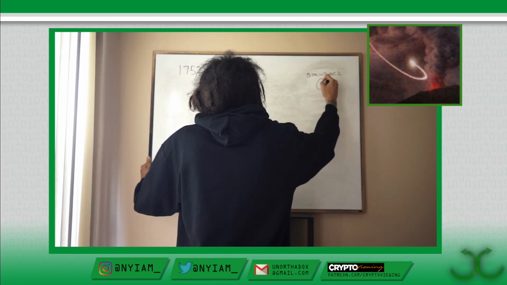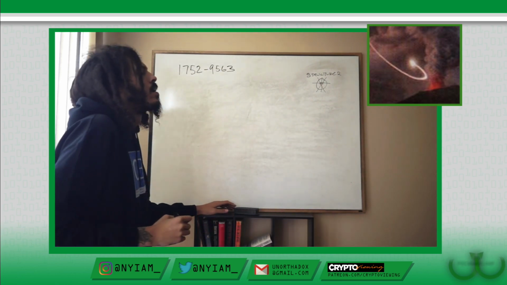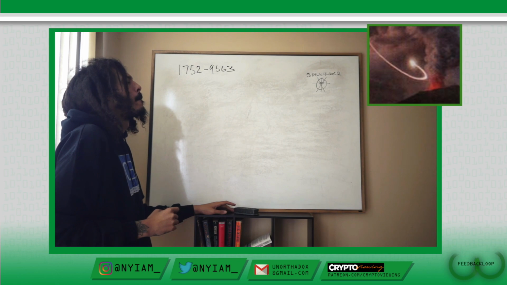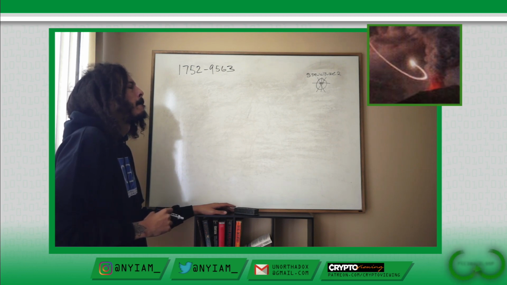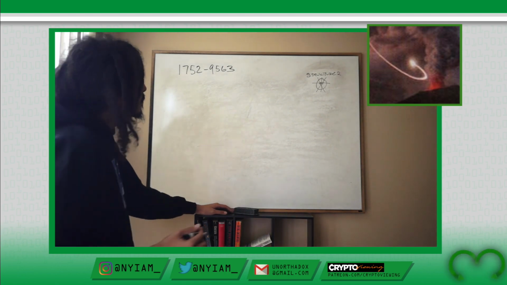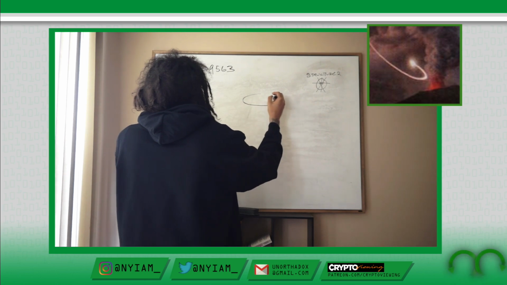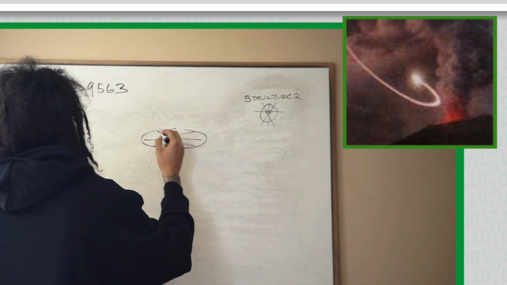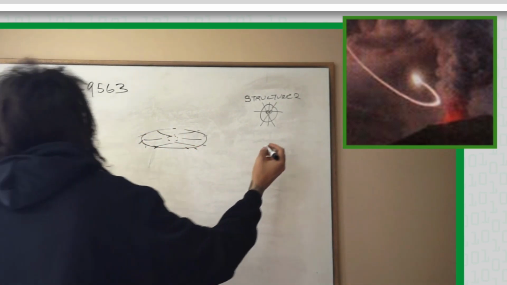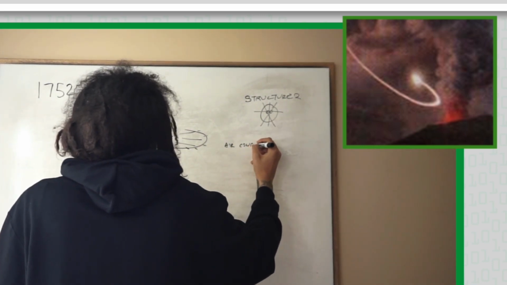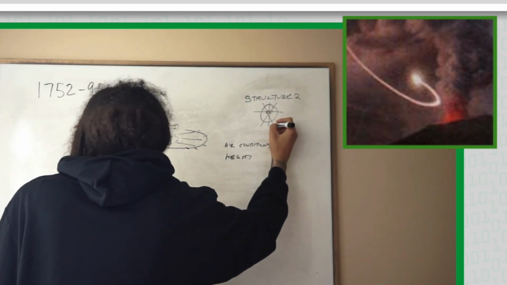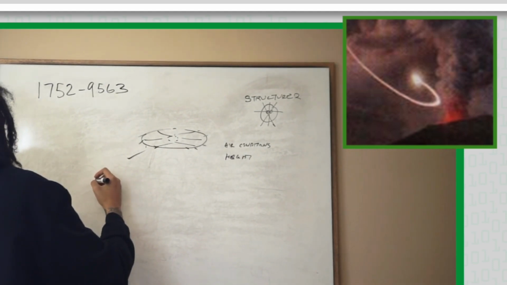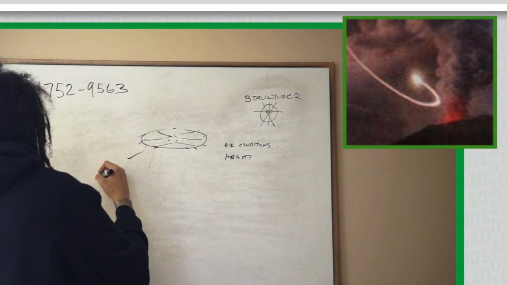Let's go structure 2. Here I see something rounded, and I get air conditions, height, not a frisbee, but like a sense of air resistance.